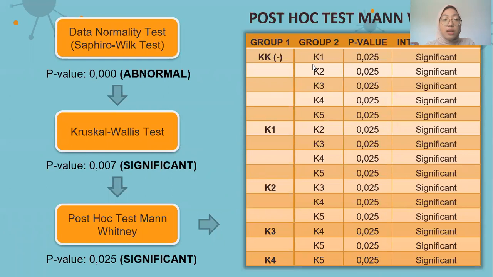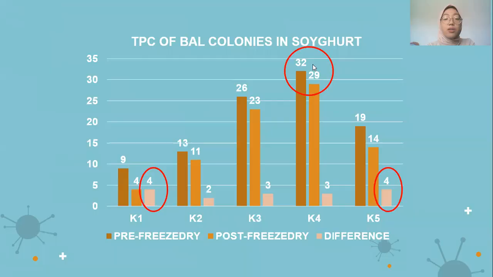After the data is analyzed using SPSS, here's the result. The result of the Kruskal-Wallis test is significant, which means that the overall addition of inulin and sucrose had a significant effect on the number of LAB colonies in each group. And the post-hoc test between groups is also significant, meaning that there was a very significant difference in the number of colonies in each group. This can be seen from the difference in the number of colonies in each group, like in here.